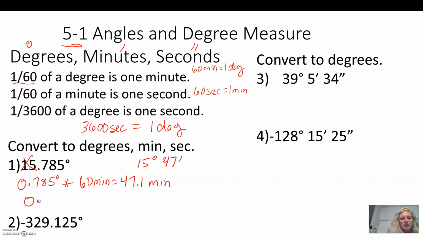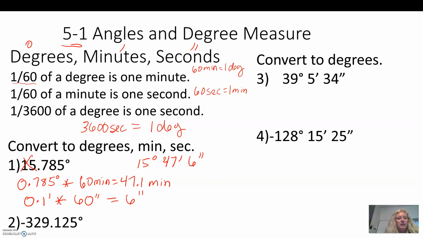So now I've got the 0.1, and I've got to find out how many seconds that is. Well, this is 0.1 minutes, so I'm going to multiply that by 60 seconds. And that's going to be 6 seconds. So I've got 15 degrees, 47 minutes, and 6 seconds. Sometimes on the seconds, you might get another decimal. If you have another decimal on the seconds, you just write it on the problem.